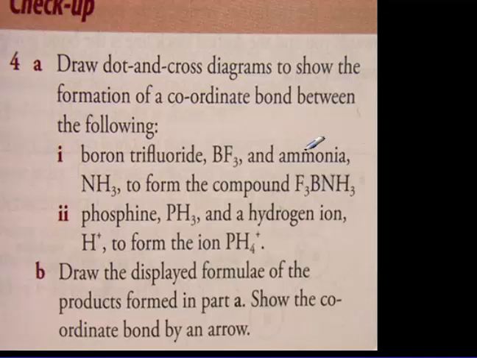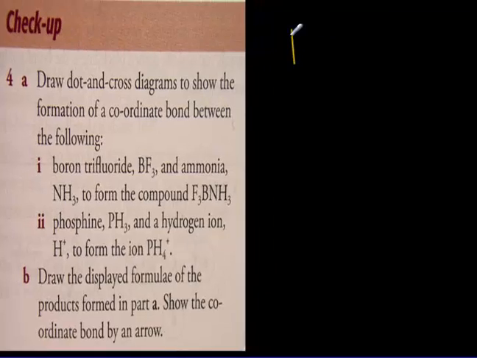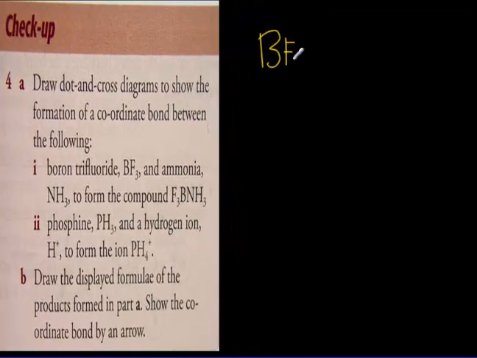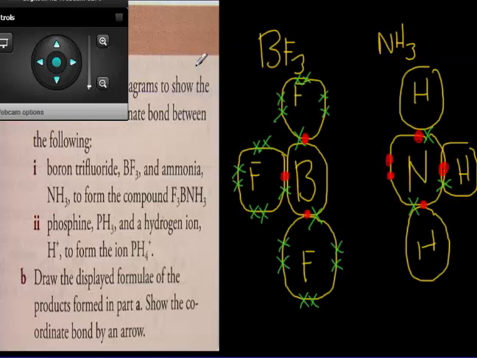All right, now we're going to look at something a little bit different. It's still looking at dot and cross diagrams, but now we're taking a couple of different compounds. So I'm taking the compound BF3 and the compound ammonia or NH3. Let's see, how is it possible that these two things are going to combine?